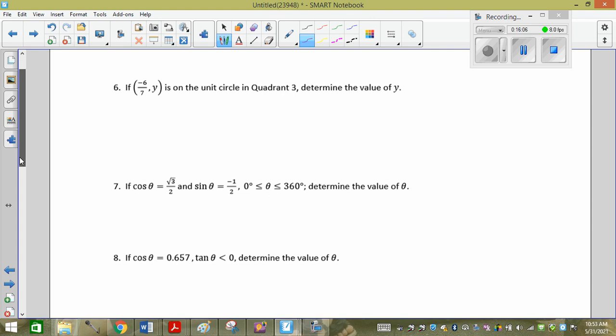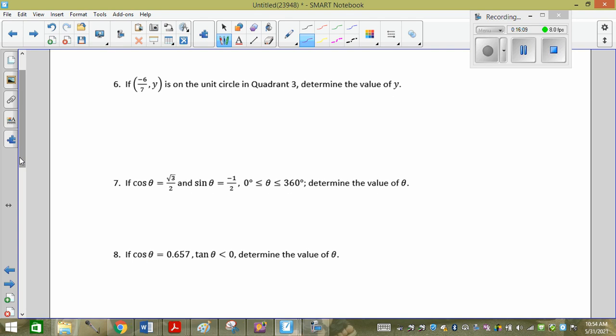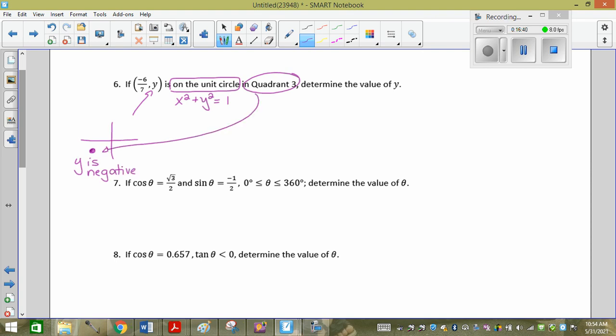Next one's very similar to the last one. It says, if negative 6/7, y is on the unit circle, that means x squared plus y squared equals 1. In quadrant 3, why would they write that? What does quadrant 3 tell me? Yeah. That's going to be a negative. Because if it's in quadrant 3, that means it's down here. And what's y down here? Y is negative. So that's what that tells me. Because when I take the square root, when I use that formula, I'm going to get plus or minus. So I need to know, is it positive or is it negative?